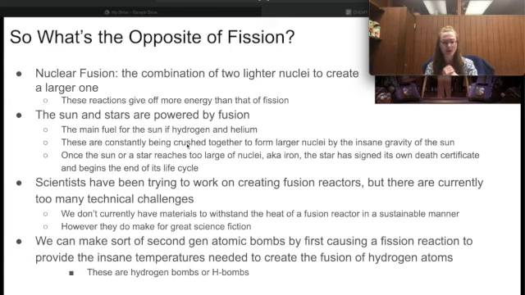So scientists have been trying to work on creating fusion reactors, but there are currently too many technical challenges. We don't really have materials that can withstand the heat of fusion in a reactor, so it's not really even on the table as far as I understand right now. However, they do make for great science fiction.